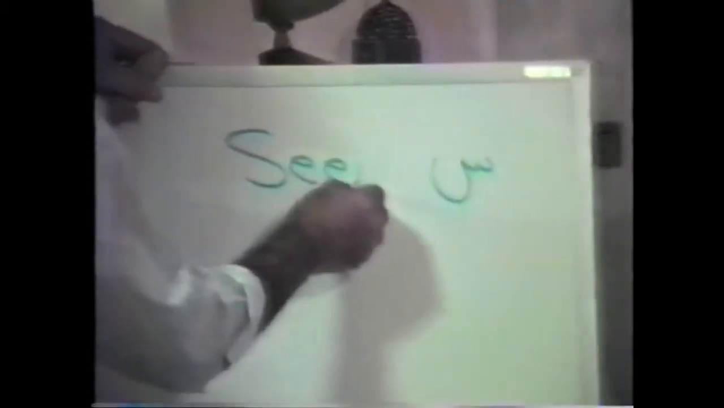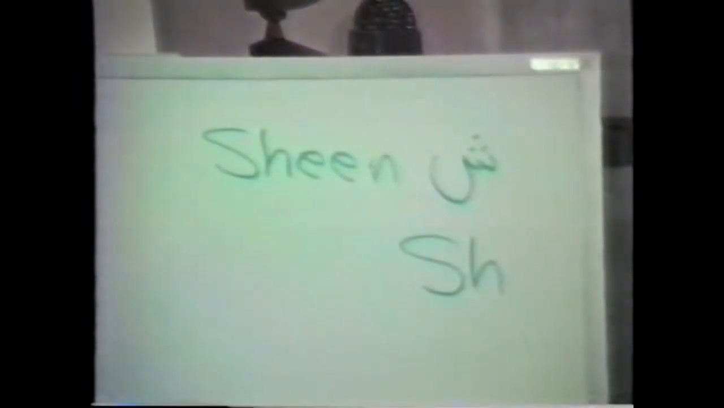The next letter is Sin, and it looks like this. It has 3 teeth. Sin. That's the name of the letter. It's equivalent to S, as in Sam. The next letter looks exactly the same, except it has 3 dots on top of it. And this is Sheen. The name of the letter is Sheen, and it's equivalent to the English SH, as in show.